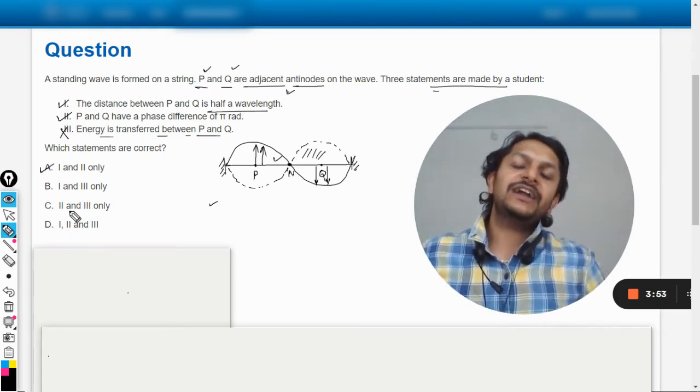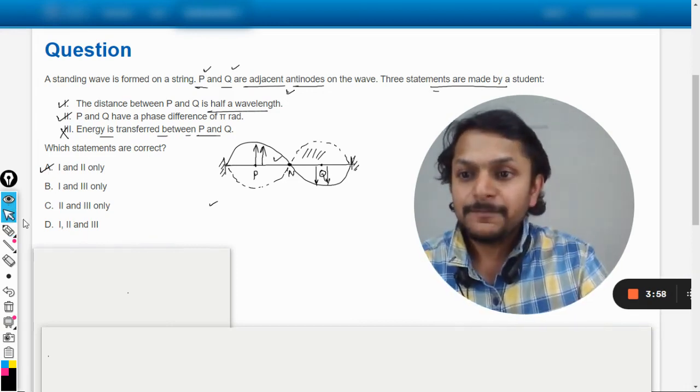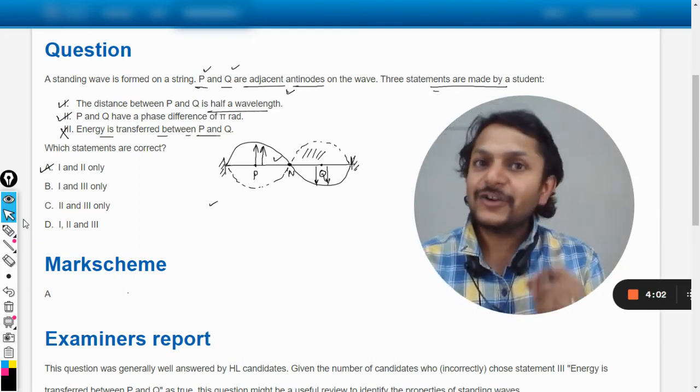So this is how we explain this question, my dear students. Let us see what is the answer given in the mark scheme. And yes, the answer is given as A. So this is the explanation for this.